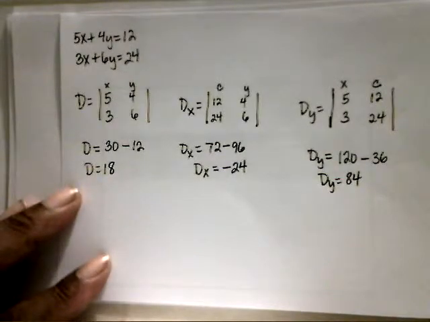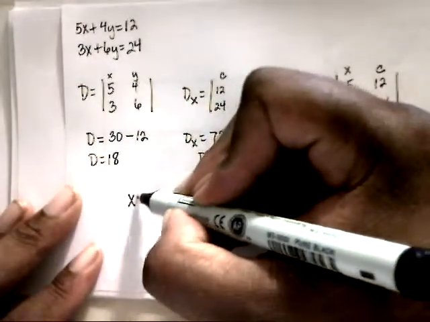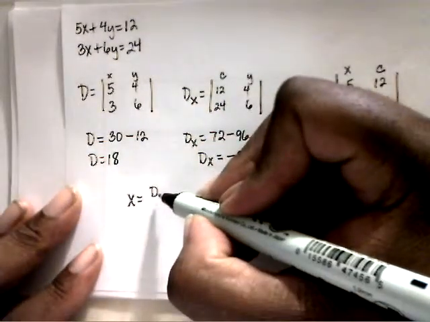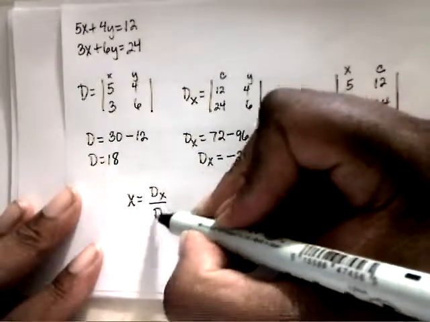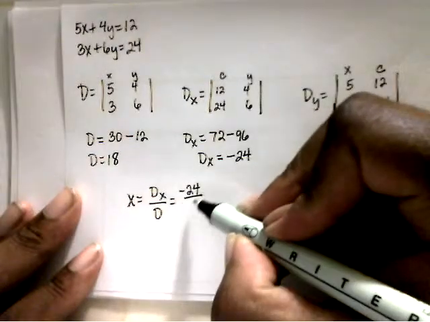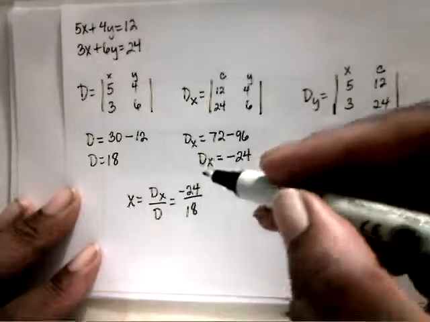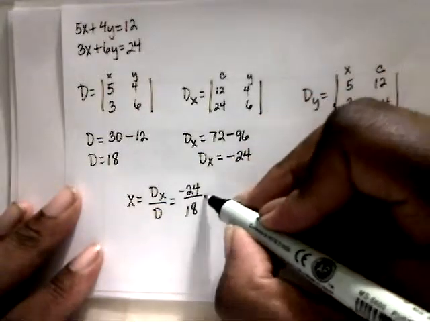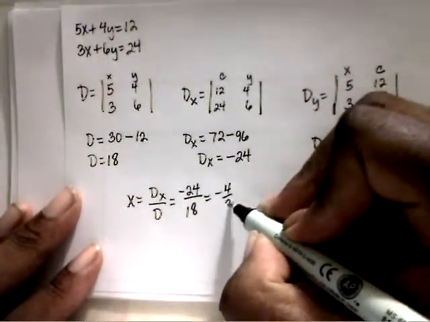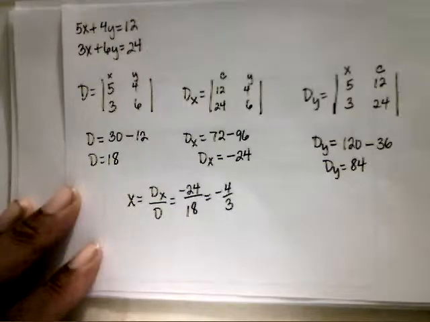Okay, we have d sub x and d sub y. Now we need to find out what x and y are. X is d sub x divided by d. D sub x is negative 24, divided by d, which is 18. So negative 24 over 18. If you reduce that to simplest form, we'll leave that as an improper fraction of negative 4/3. So x is equal to negative 4/3.